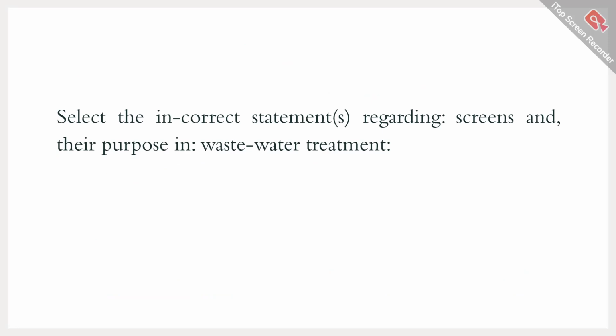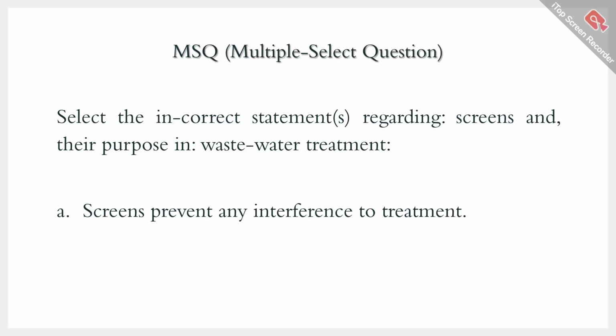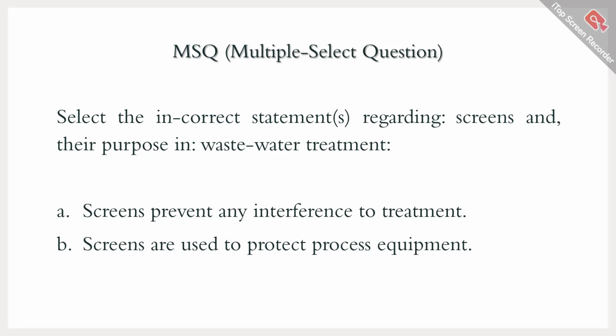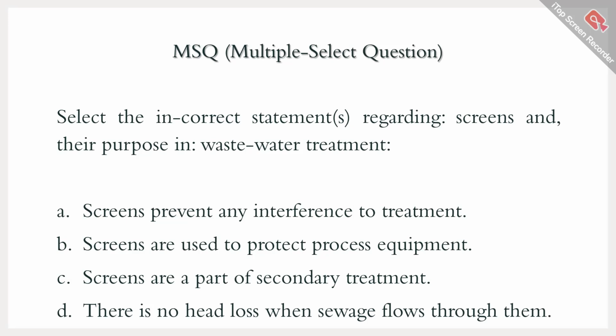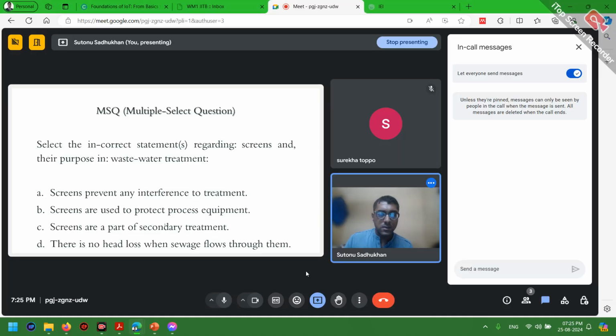Next you have to select the incorrect statements regarding screens and their purpose in wastewater treatment. It is also a multiple select question, so more than one option may or may not be correct. Option A is screens prevent any interference to treatment. Option B is screens are used to protect process equipment. C is screens are a part of secondary treatment. And D is there is no head loss when sewage flows through them. I will again wait for 1 minute.